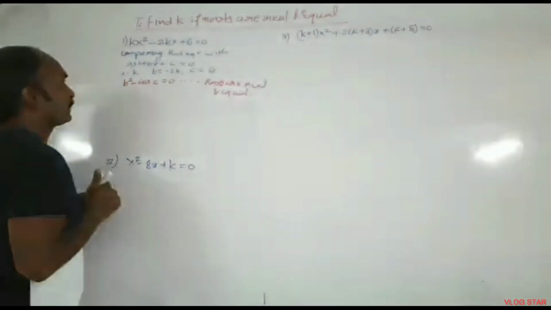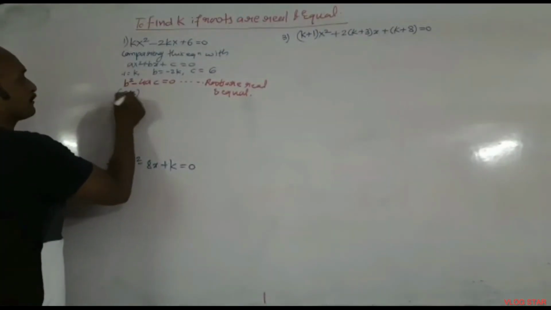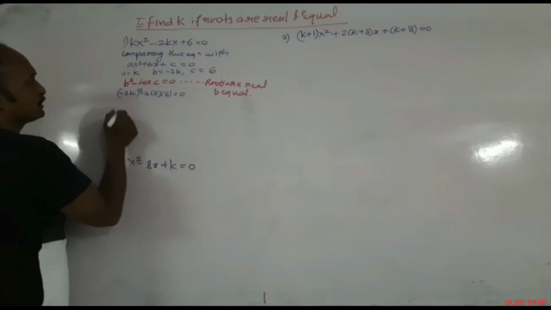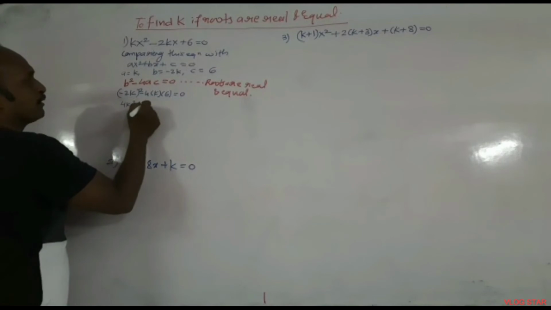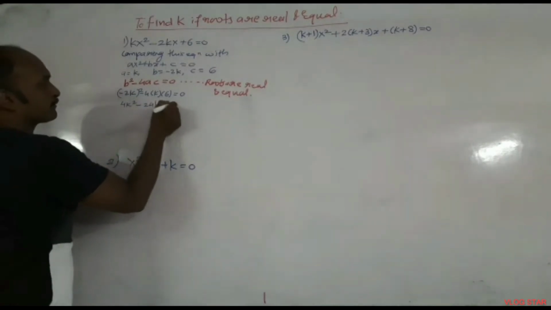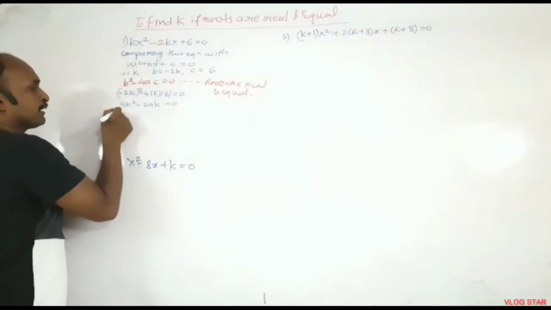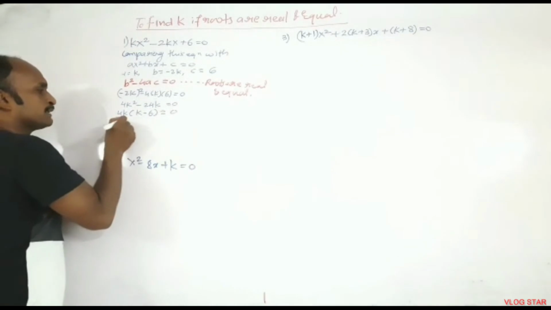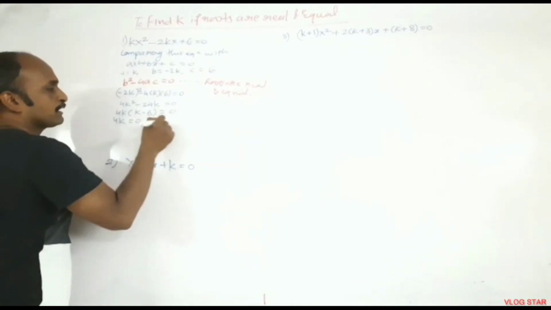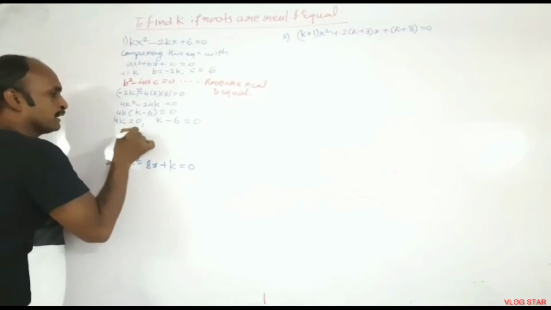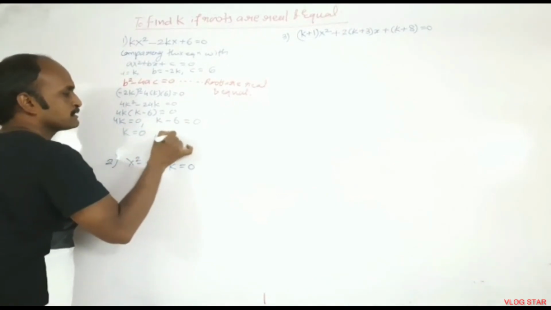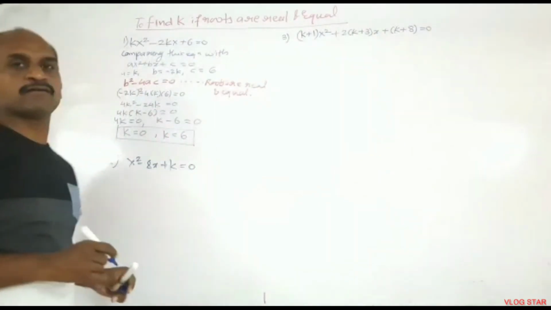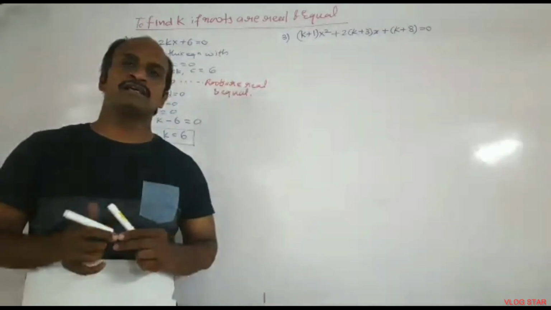So minus 2k square minus 4a into c is equal to 0. So 4k square minus 24k is equal to 0. We can see here 4k is common, k minus 6 is equal to 0. So either 4k is equal to 0 or k minus 6 is equal to 0. So k is equal to 0 or k is equal to 6. These are the two values of k. Either value of k is 0 or value of k is 6.